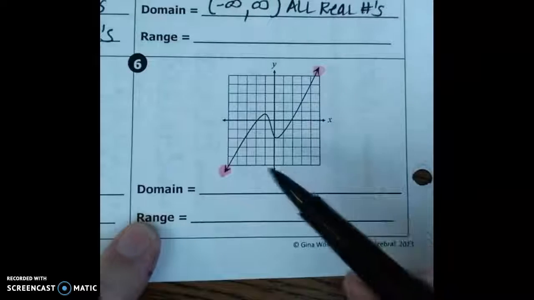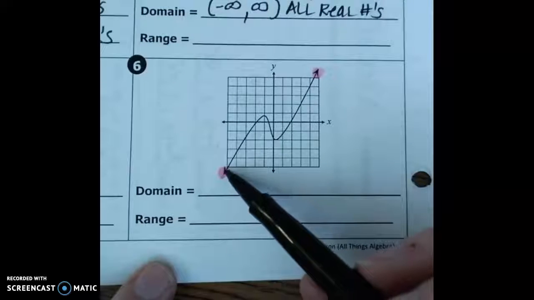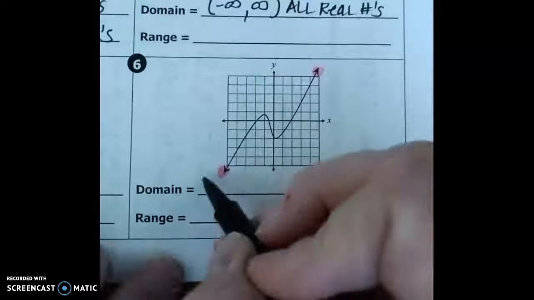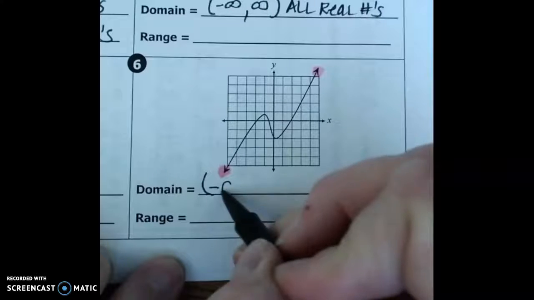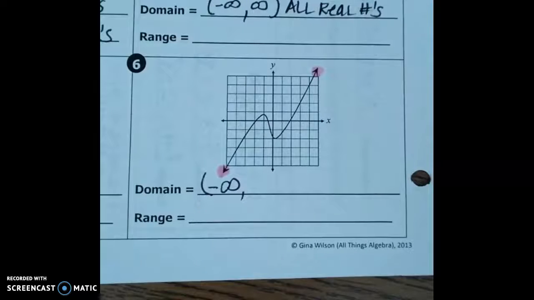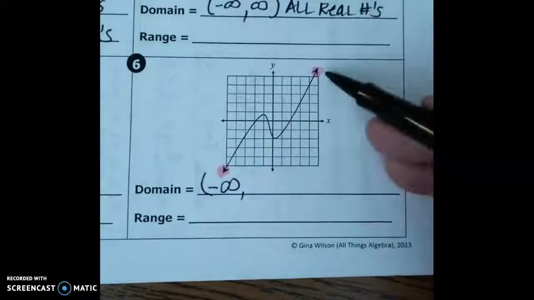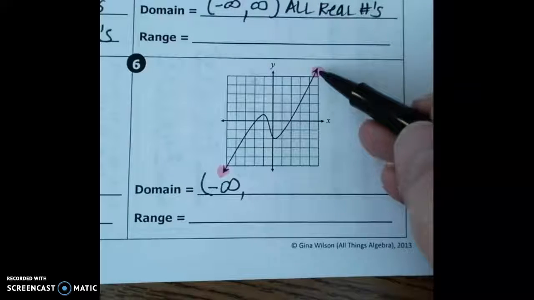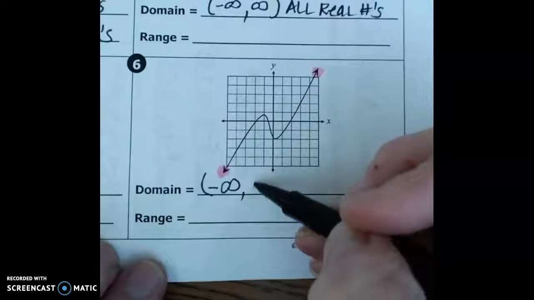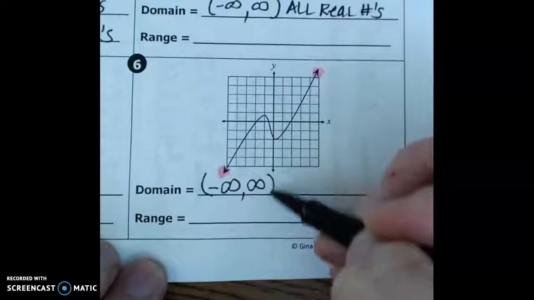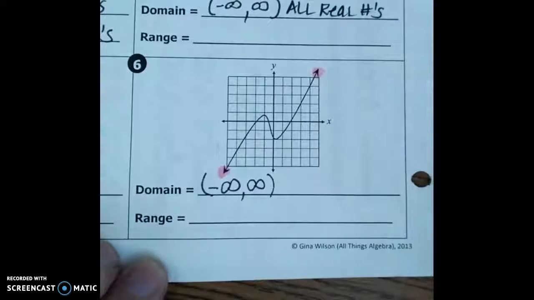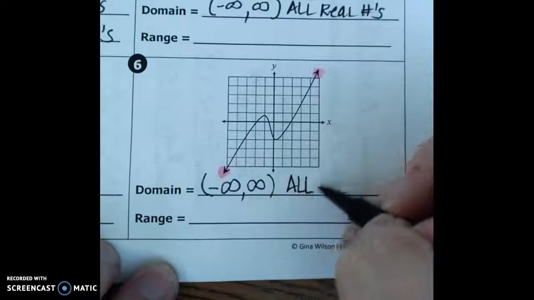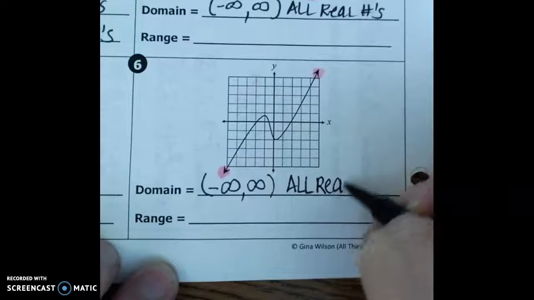Domain is the very lowest x value, so going to the left. It's never going to stop because there's this arrow saying it's going to the left all the time. So negative infinity is going to be my smallest x value. On the right hand side, it's never going to stop going right because there's an arrow. So that means on the right it's going forever and ever and ever. So all the x values are between -infinity and +infinity, which means all real numbers.